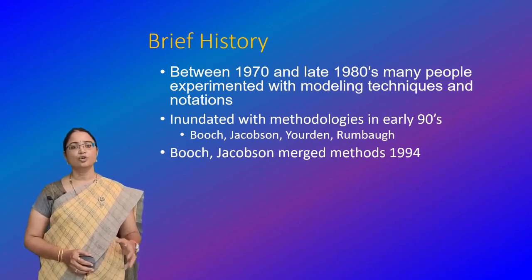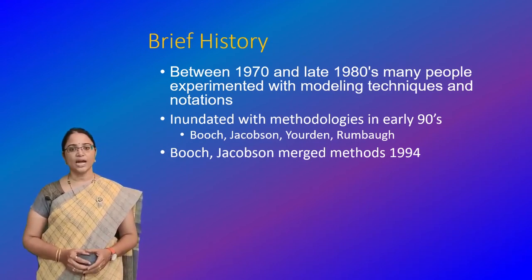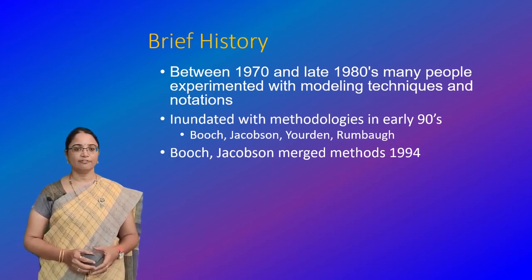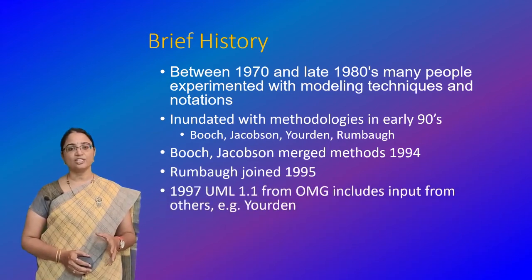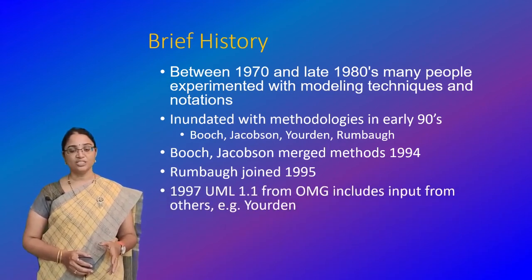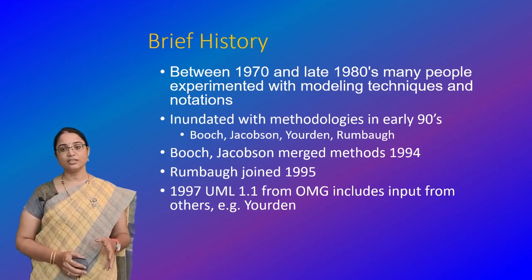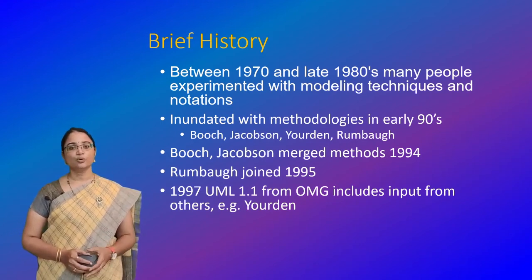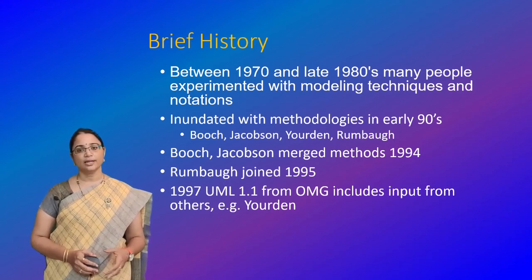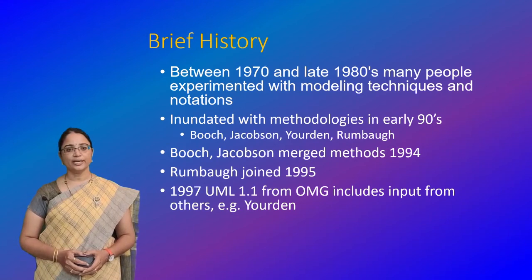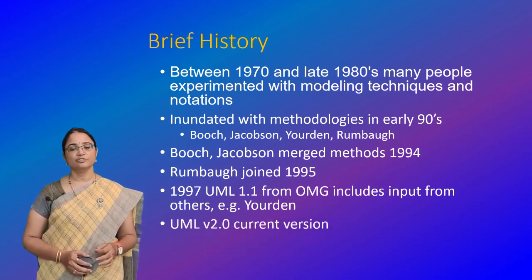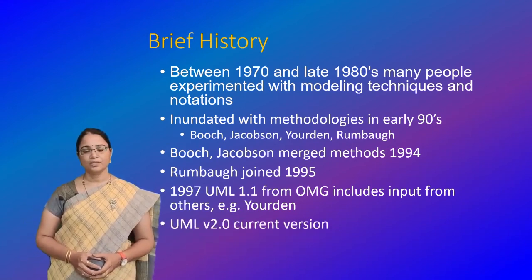Booch and Jacobson merged the two methods in 1994 and then Rumbaugh joined in 1995. UML 1.1 was published in 1997 by the Object Management Group. As I told you, which is a world's consortium for software. It included the inputs from other publishers also. So UML version 2.x is the most current version which we are using now.